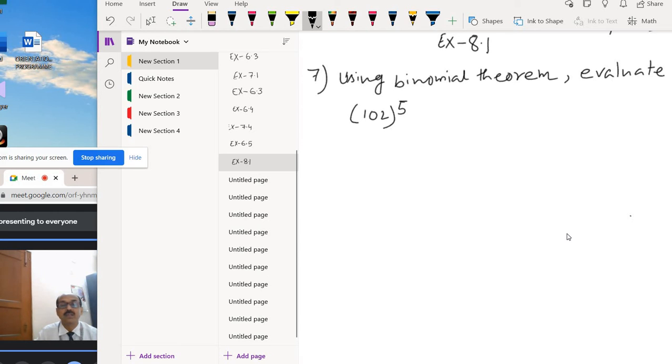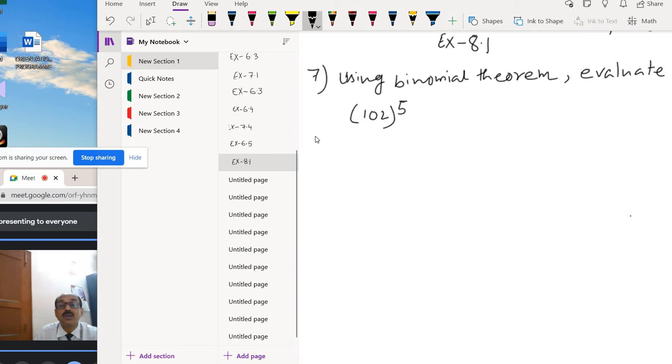Good morning. Chapter Binomial Theorem, exercise 8.1, question number 7. The question is, using binomial theorem, evaluate 102 to the power 5. That means find its value by using binomial theorem.